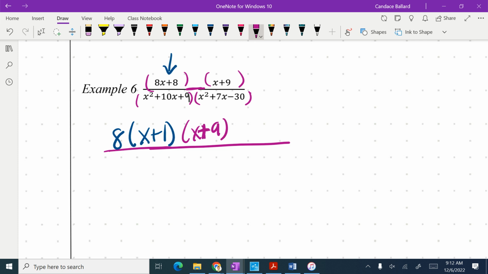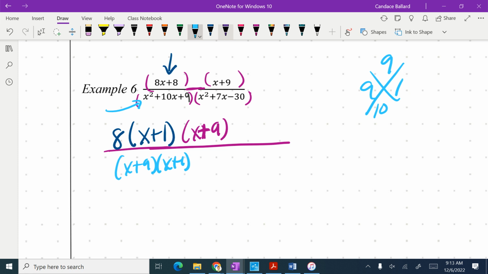And notice, every single problem is a little different. I may have greatest common factor, I might have differences of squares, I might not have to do anything. You got to analyze what's there, okay? All right, what kind of factoring is this one in the denominator? Good, so two numbers that multiplied to 9 and added to 10. 9 and 1. So we have x plus 9 times x plus 1, okay?